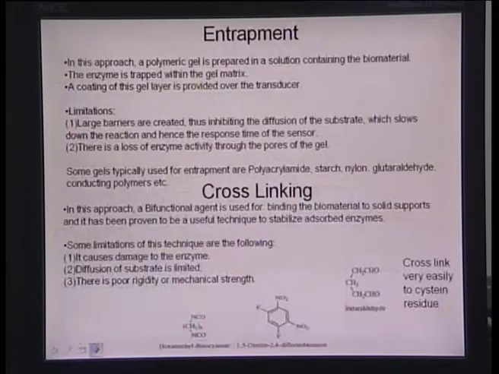The next in line is entrapment. That's another very important mechanism here. You're really entrapping the material in a gel kind of matrix. So instead of binding it together within a membrane or between two membranes, you're now trying to bind it by entrapping it into a polymeric gel kind of matrix.